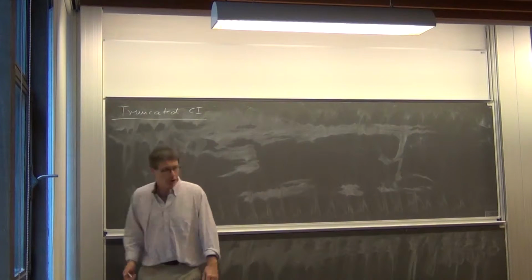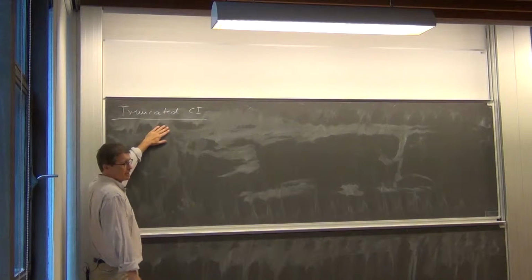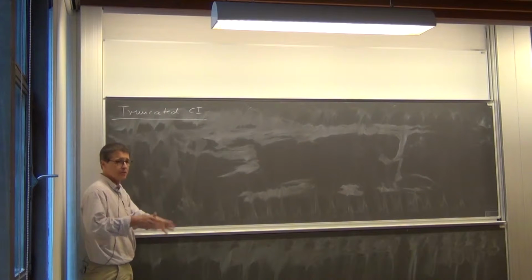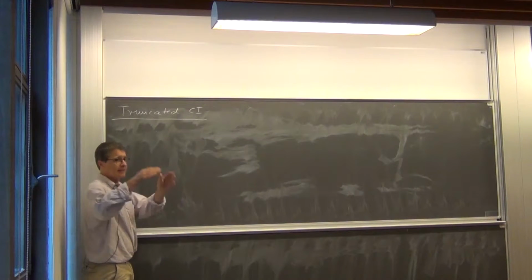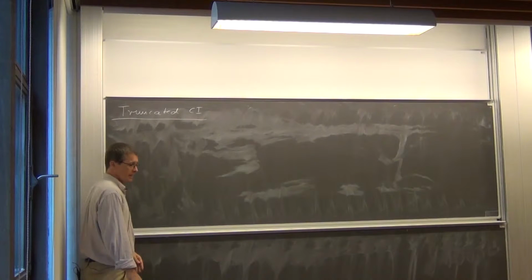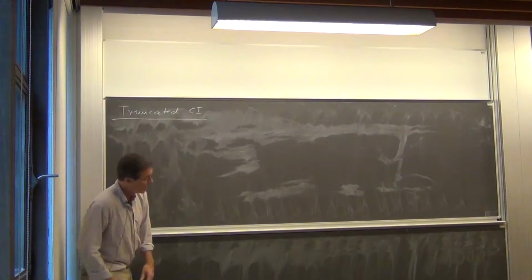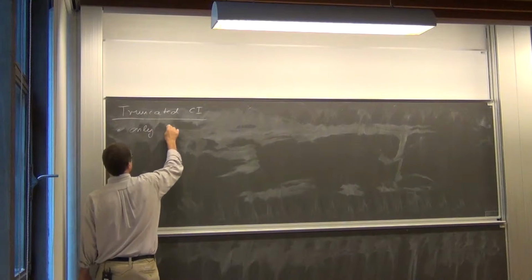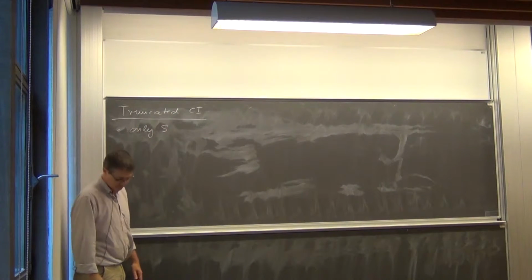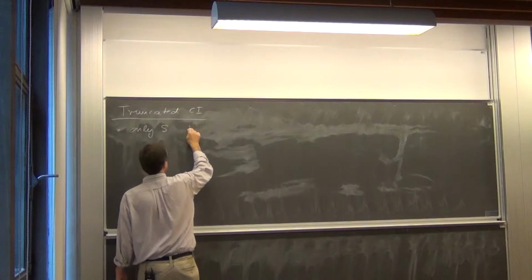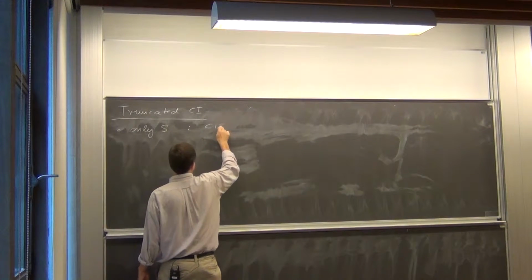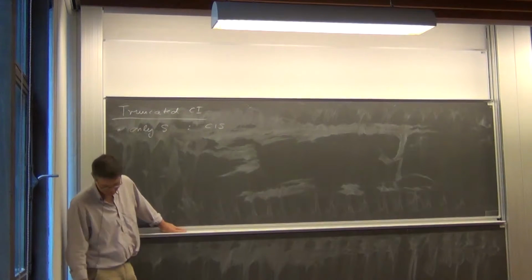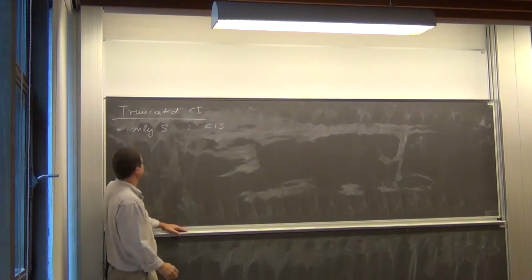So, if you only want to have truncated CIs, they include only certain classes or types of the determinants: singly excited, doubly excited, triply, quadruply excited determinants. And the simplest one, of course, would be only singly excited determinants, which is called CIS, for CI singles.